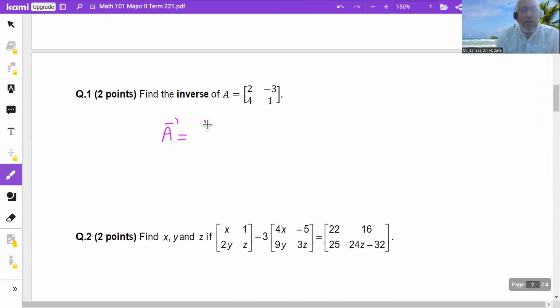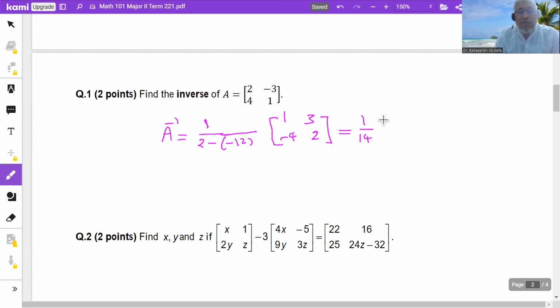It is 1 over, we multiply 2 times 1, which is 2, minus negative 3 times 4, which is negative 12. And then for the matrix, 2 and 1, we change their positions. So we replace 1 by 2 and 2 by 1. And negative 3, 4, we change their signs. So this would be negative 4, and this would be 3. So you can just write it 2 plus 12, that's 14.